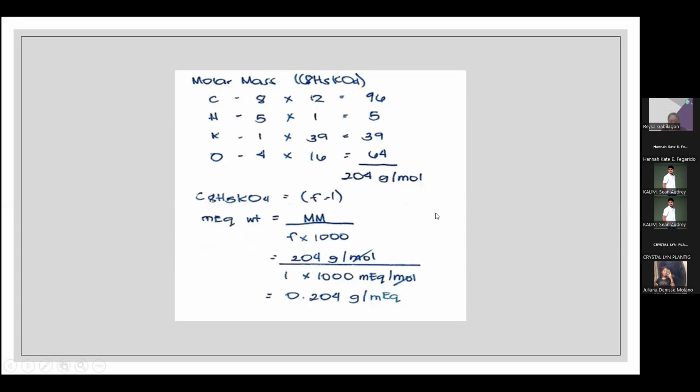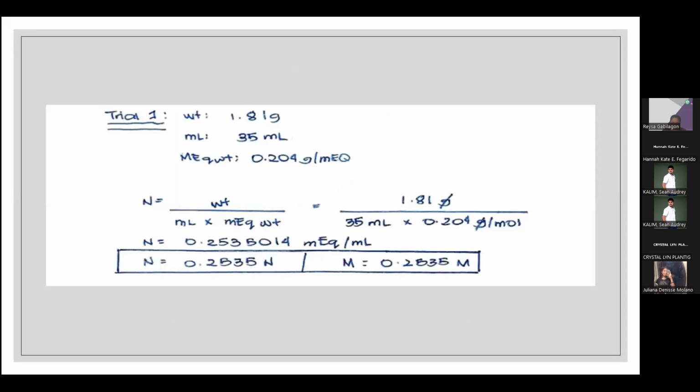For our molar mass of C8H5KO4, we have 204 grams per mole. So in order to get the MEQ weight, we need to divide the MM over F times 1000. Therefore, 204 grams per mole divided by 1 times 1000 MEQ per mole. So we have gathered 0.204 grams per MEQ.